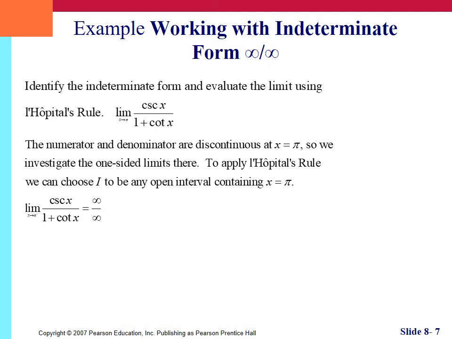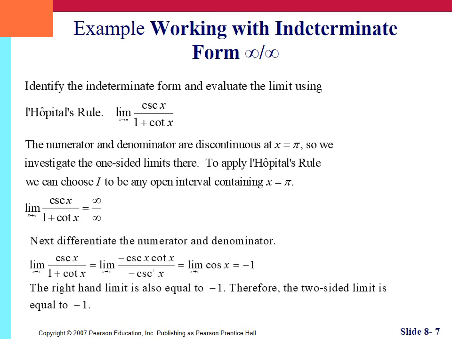Therefore, we have to apply L'Hopital's rule, which advises us to differentiate the numerator and the denominator separately and find the limit of the new ratio, the derivative of cosec x over the derivative of 1 plus cot x, as x approaches pi.